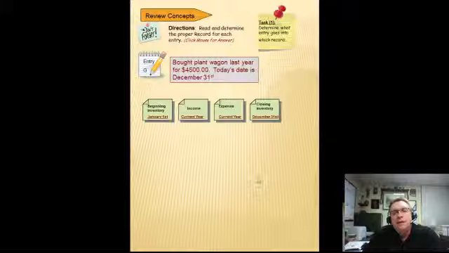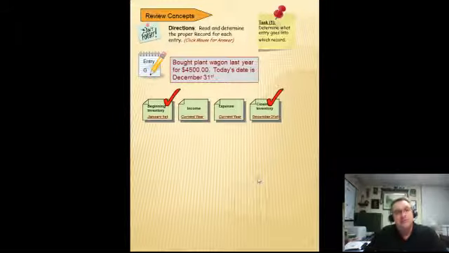So you bought that plant wagon last year for $4,500. Today's date is December 31st. What record would that be on? Well, this year it'd be on beginning, but it'd also be on your closing. So you would see it in two places now, because it's at the end of the year. You had it at the beginning, and you had it at the end. So it would appear on your beginning, and it would show up on your closing because you still own it.